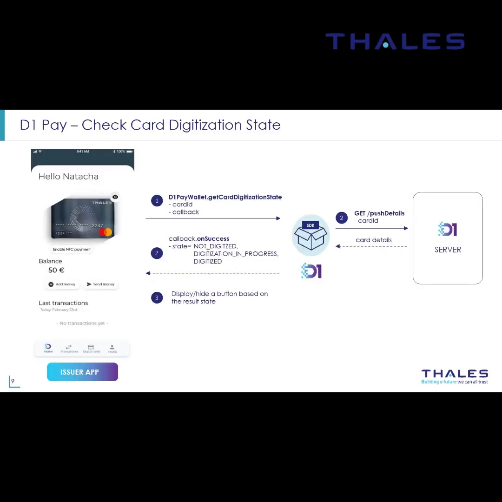Check card digitization state. Let us start with the flow on how to check the card digitization state. It is important because the card state can have multiple values. To check the card digitization state, your application has to trigger D1 SDK using Get Card Digitization State API and provide the card ID. Based on the received card ID, the SDK retrieves the card data information from D1 server. In case of success, D1 SDK returns to the application one of the following states: digitized, not digitized and digitization in progress.